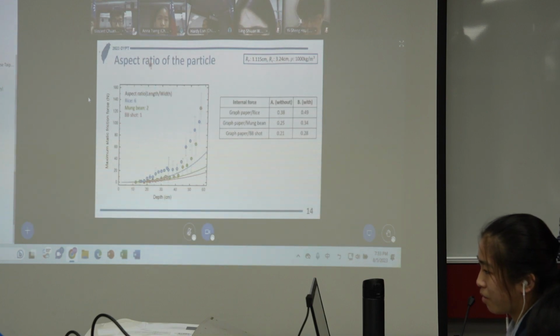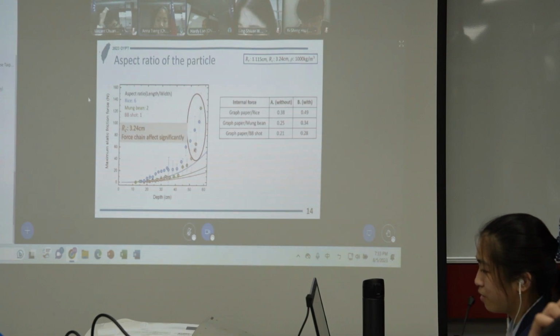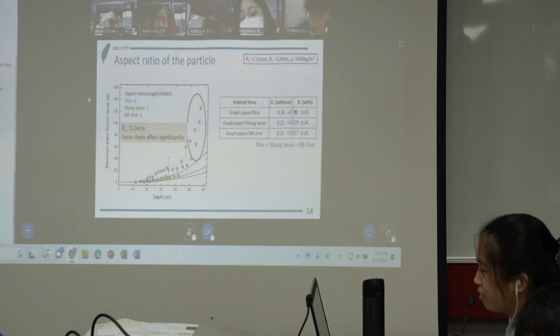And here we change the aspect ratio of a particle. We use rice, mung beans, and BB shots to do this experiment. At larger depths, the force strain will affect significantly, which means the experimental result will significantly deviate from the theoretical result. Here are the two measuring methods for friction coefficient, and we found that the increase in value is rice larger than mung bean, larger than BB shots. And it can be predicted by the rotational torque of a rice, which is larger than mung bean, larger than BB shots. So we already changed the friction coefficient into the effective one.